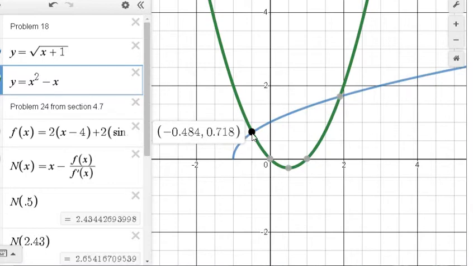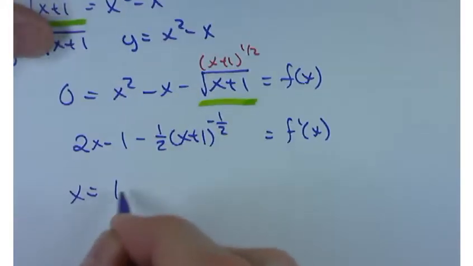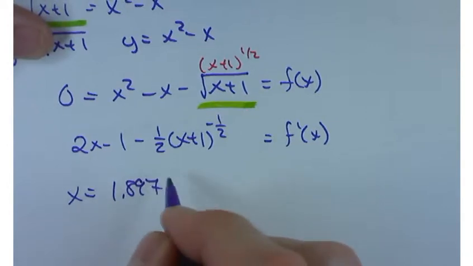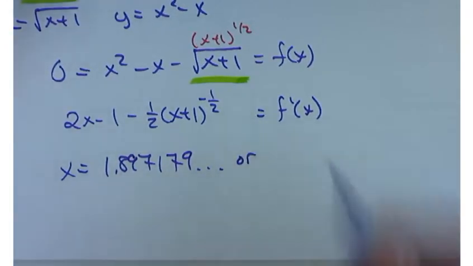Now, how about over here? A good initial guess would be negative 1/2. So after we finish with this one, let me come back here. We got one solution: x is 1.897179, etc. That's one possibility. Or there's another possibility near negative 1/2. How do you think I'd find that one?